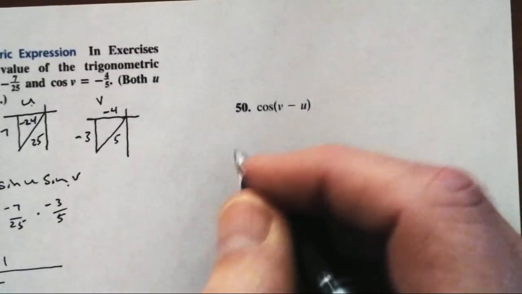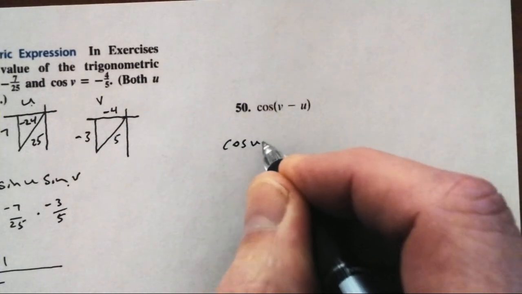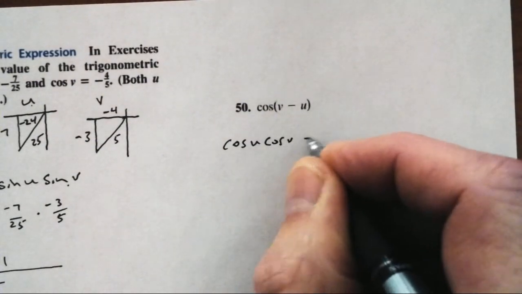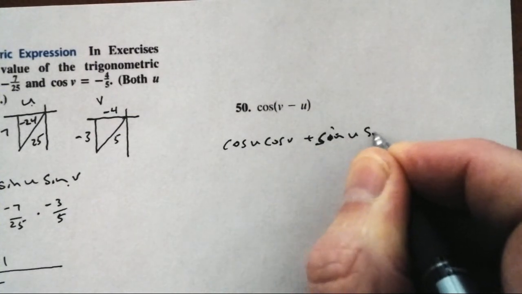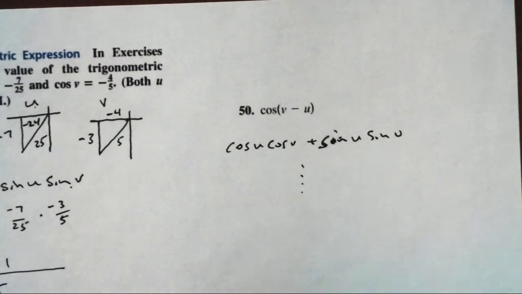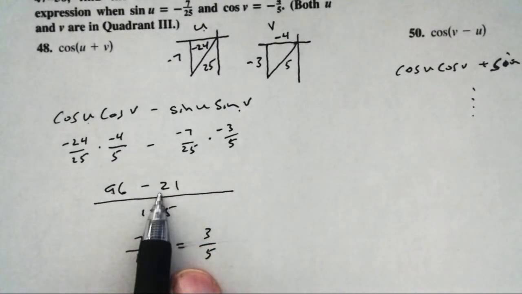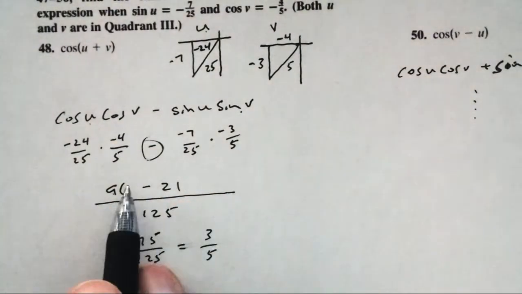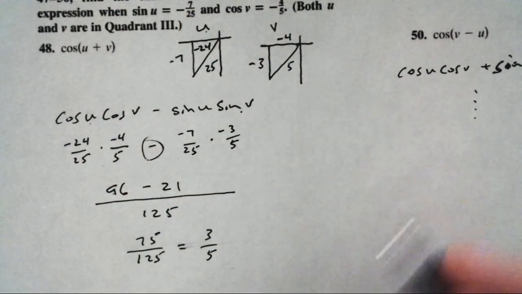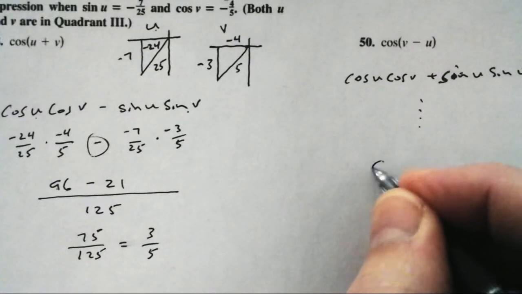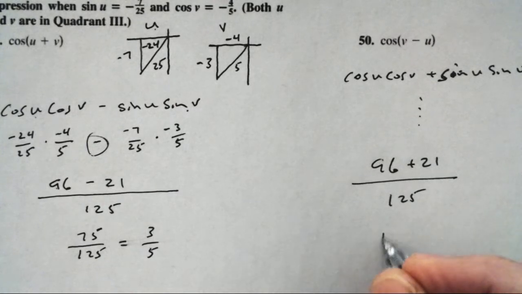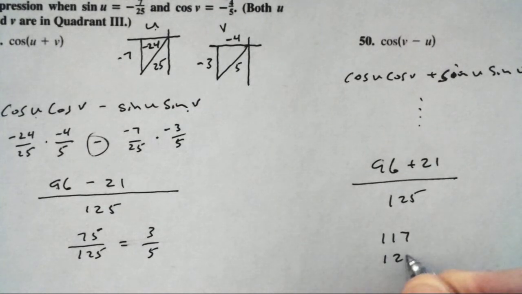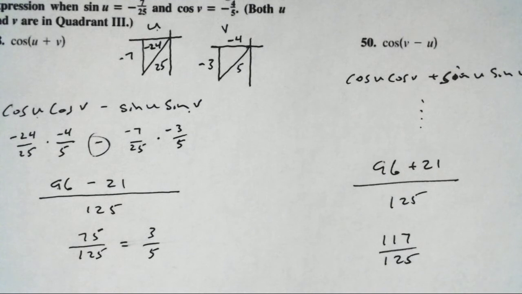So this is going to just be cosine u, cosine v, plus sine u, sine v, and we dot, dot, dot. That would all end up getting us to here, but the only difference is this would be plus, making this plus. So we end up back here with 96 plus 21 on 125, or 117 on 125.